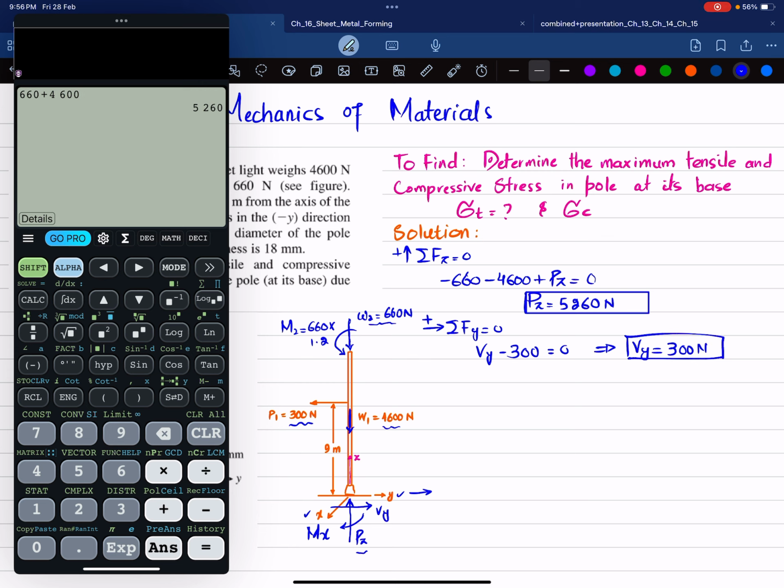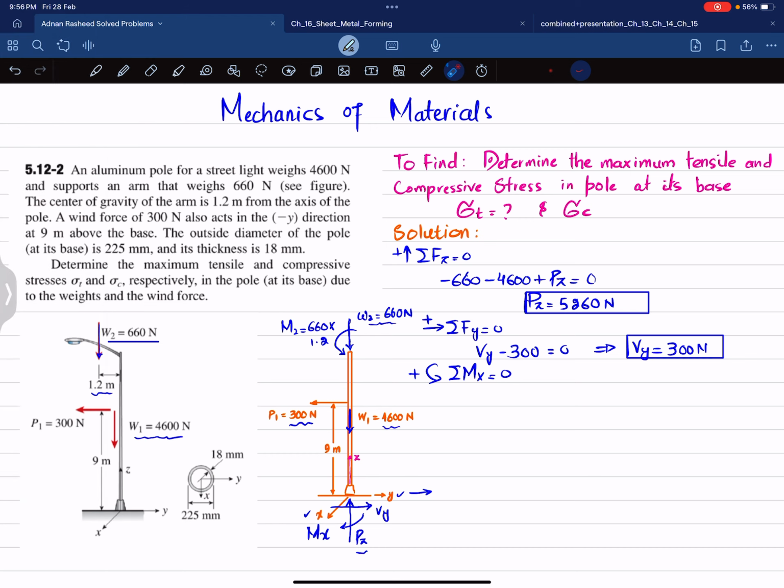Now the last thing is moment. We will take the third equation of equilibrium: the sum of all moments about the x-axis must be equal to 0, taking counterclockwise moment as positive. The first moment about this x-axis is M2, which is 660 multiplied by 1.2, and that is counterclockwise, so it is positive. The second moment is due to this load, which is 300 with perpendicular distance 9, and this also produces counterclockwise moment about the x-axis. So I write plus 300 into 9, and the reaction moment Mx at the base is negative because it is a clockwise moment.